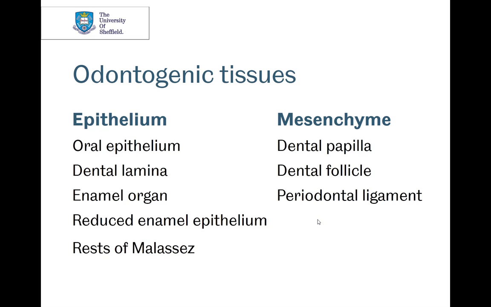But the dental lamina, which we've had a look at in terms of the cysts which arise from that, the enamel organ as a whole, the reduced enamel epithelium, and the cell rests of Malassez are the epithelial remnants of the tooth-forming apparatus. And so they can give rise to a number of different lesions, including those which are truly neoplastic. There are also a number of mesenchymal connective tissues, including the dental papilla, which has become the dental pulp in a mature tooth, the dental follicle, and the periodontal ligament.